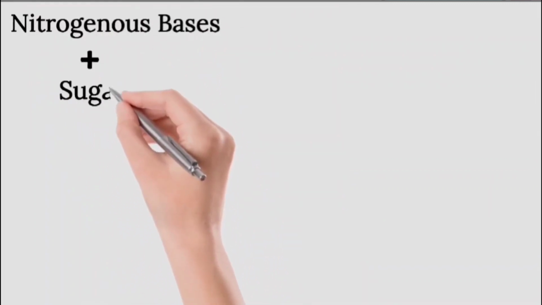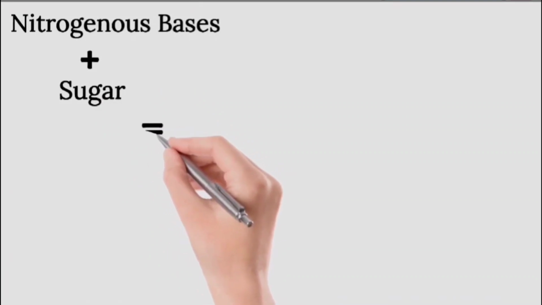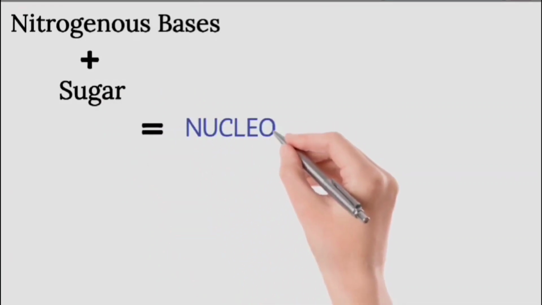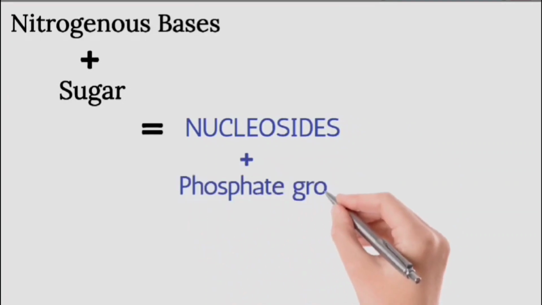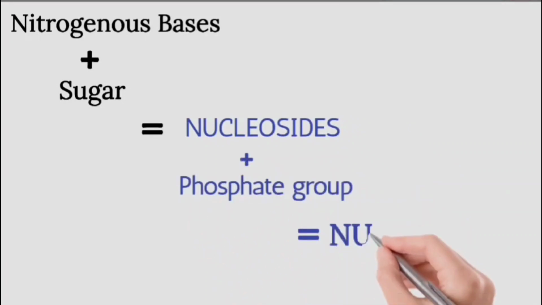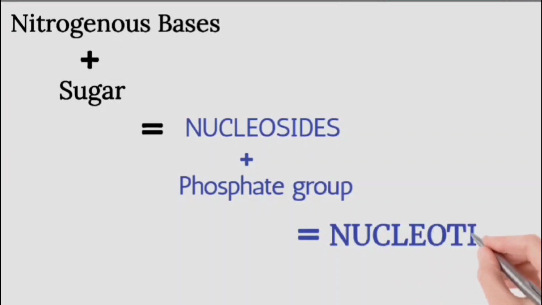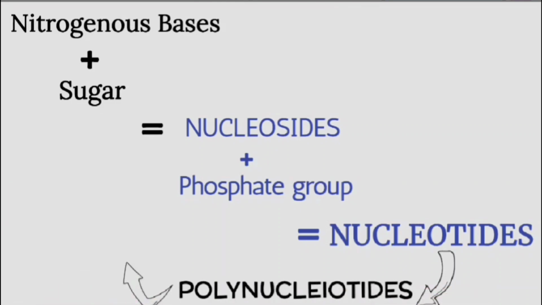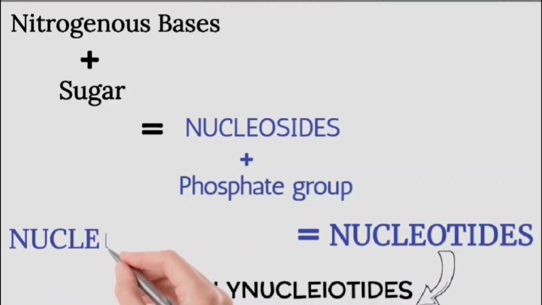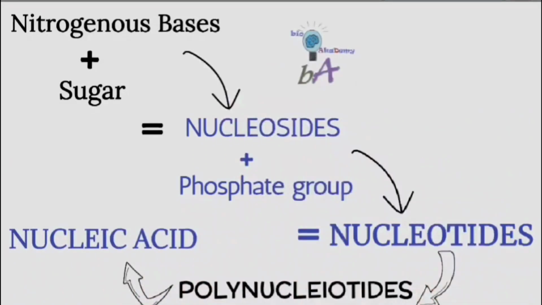The nitrogenous base and sugar form nucleosides. In the nucleoside, if a phosphate group is added, it forms a nucleotide, and if a number of nucleotides aggregate, it forms polynucleotides, which is also called nucleic acid.